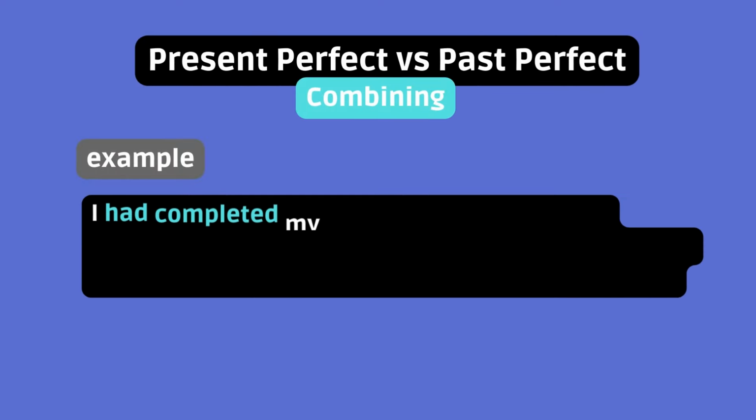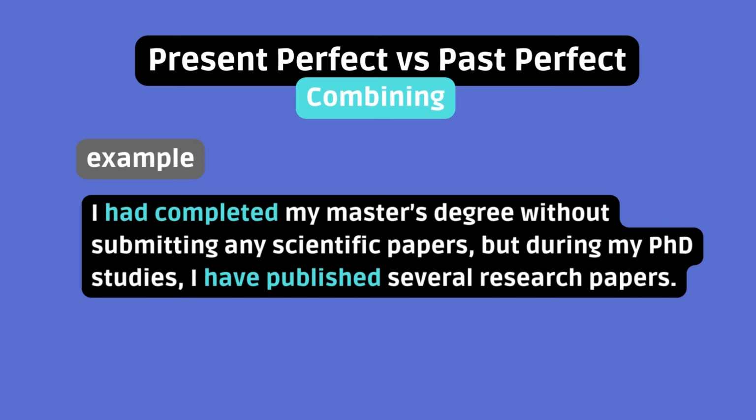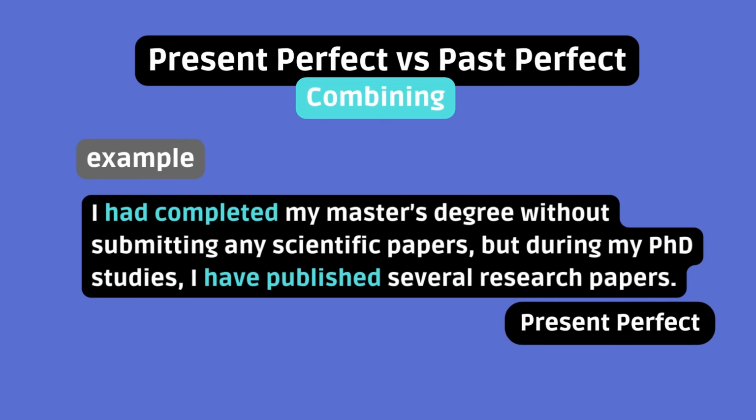I had completed my master's degree without submitting any scientific papers, but during my PhD studies, I have published several research papers. Again, the past perfect is used to introduce a past action happening first and before a certain moment in the past. A master's degree happens before PhD studies. Meanwhile, the present perfect is used to talk about a repeated action having relevance to the present moment. The publications are launching my career.